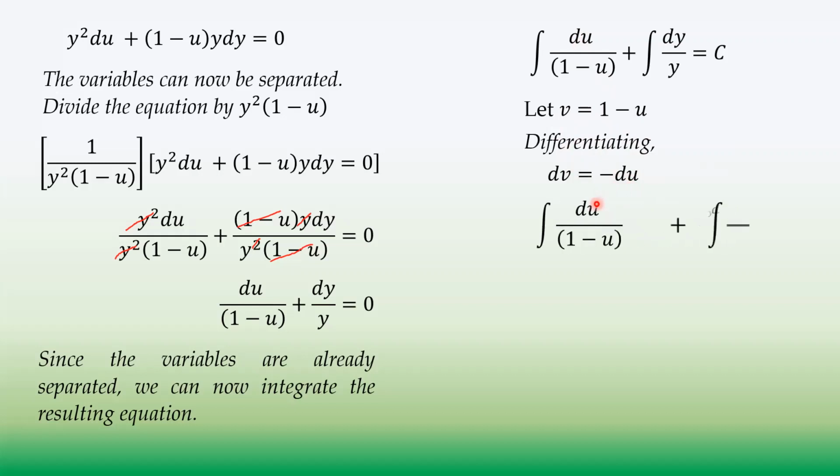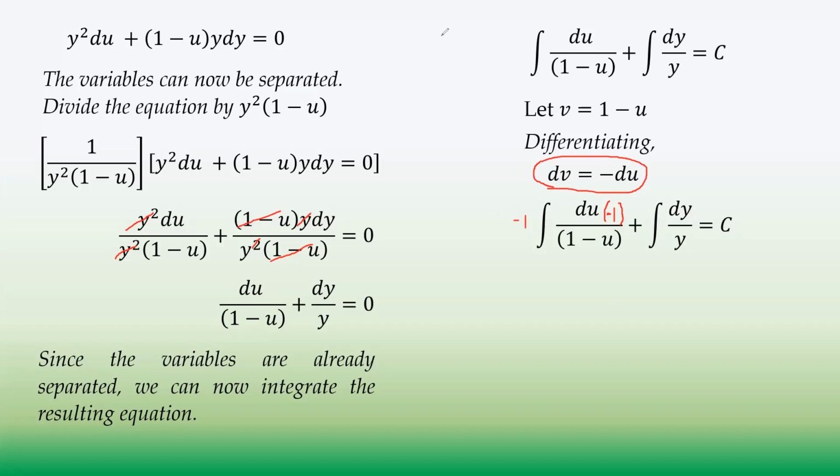Ayusin natin. So, meron tayong du all over 1 minus u plus dy over y equals c. So, dapat ang ating derivative ay negative du. Yung dapat ang meron tayo para siya ma-integrate. So, gagawin natin, since ito ay du lang, multiply natin yung taas by negative 1. So, multiply by negative 1. Then, labas tayo ng negative 1. Para negative 1 times negative 1 is still positive yung meron tayo. So, equal sila. Nag-multiply tayo ng negative 1 para lang maging negative si du. Labas tayo ng negative 1 para positive pa rin yun. Pag sinimplify, negative times negative, still we have positive du.